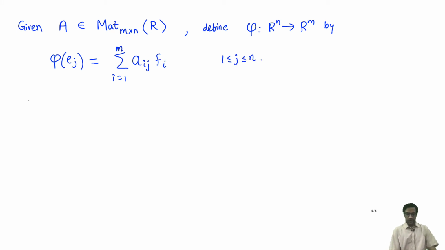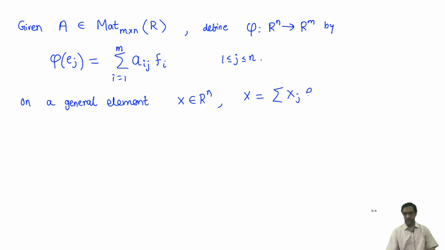So, if we do this, then what does the value become on a general element? Suppose I pick a general element x in Rn. What does that mean? I can write this element x as a linear combination, the sum of xj ej. On a general element, how does phi act?